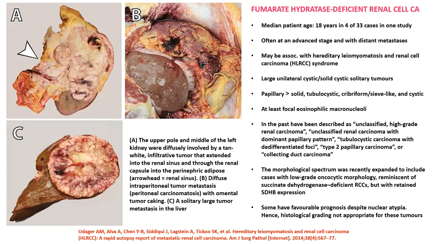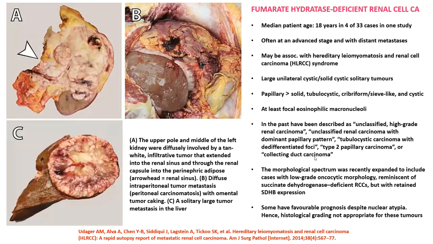This has also caked the omentum and seeded the mesentery, and has also given rise to large metastatic deposits in the liver. This is the group of tumors which, in the past, used to be called hereditary leiomyomatosis and renal cell carcinoma. So these were associated with the presence of leiomyomas in the skin and the uterus, which often showed atypical features. However, now this name of hereditary leiomyomatosis and RCC syndrome has been changed over to fumarate hydratase deficient renal cell carcinomas. These usually present at a very advanced stage with distant mets, and in the past they have often been misdiagnosed as unclassified high-grade renal cell carcinoma, or a type 2 papillary carcinoma, or even a collecting duct carcinoma.